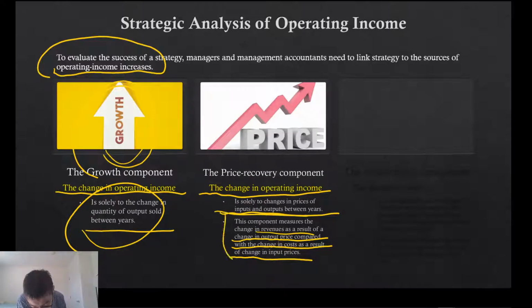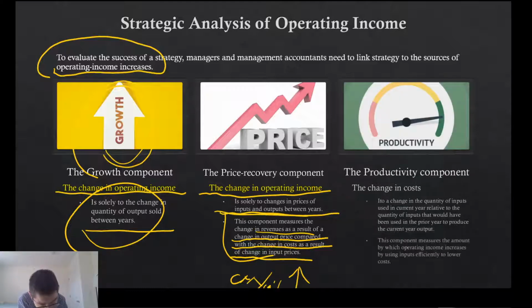So basically, we want to see our contribution margin per unit increase. That means we are producing this product more efficiently. So that's the price recovery component. We can earn more contribution margin than before. And the last one is the productivity component.